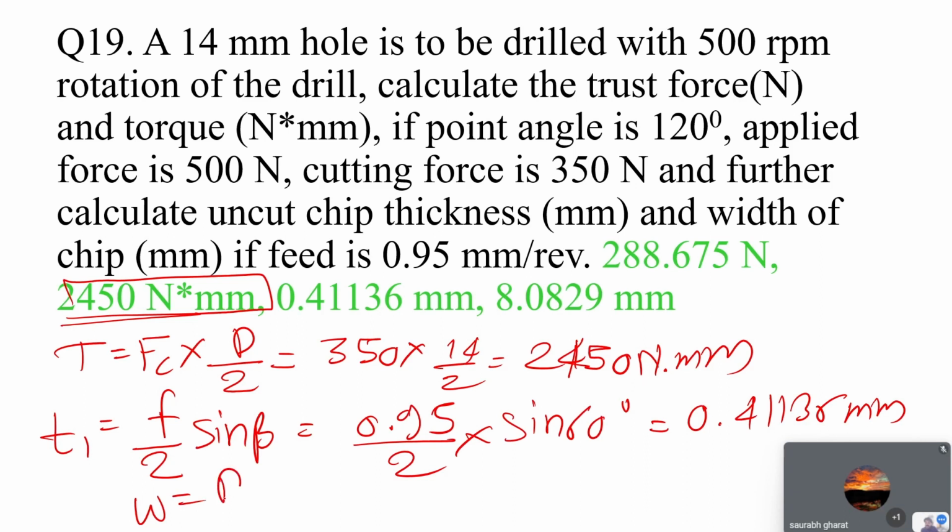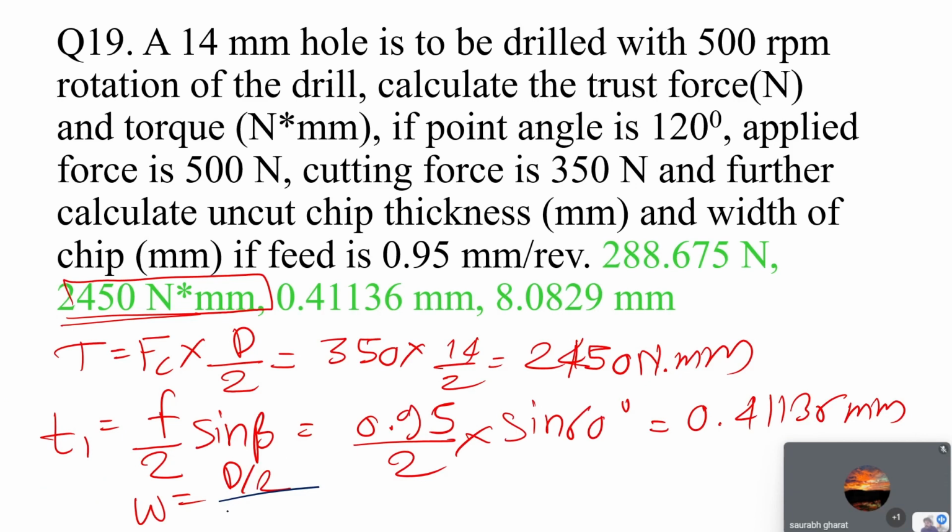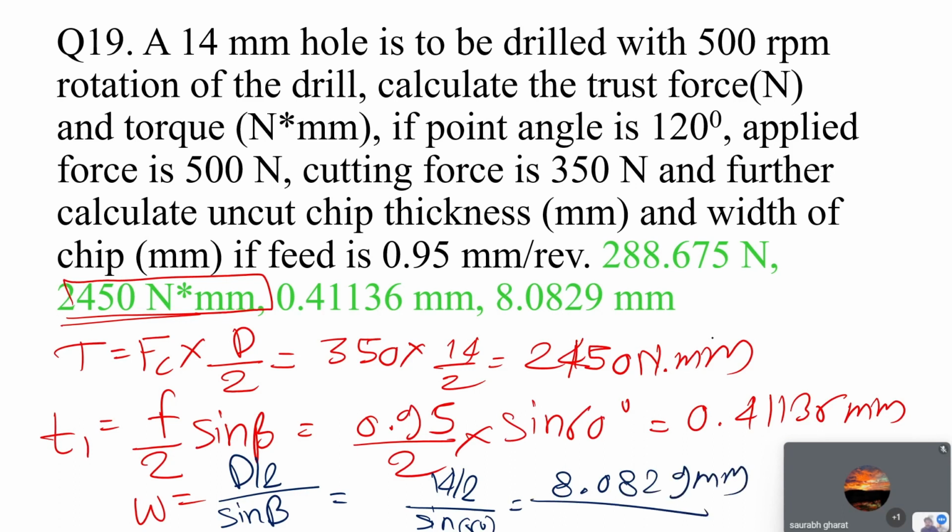The formula for width is d by 2 divided by sine of beta. So d by 2 by sine of beta is equal to 40 by 2 into sine of 60 degrees, which is equal to 8.0829 millimeters, which is mentioned above. So you got every answer over here.